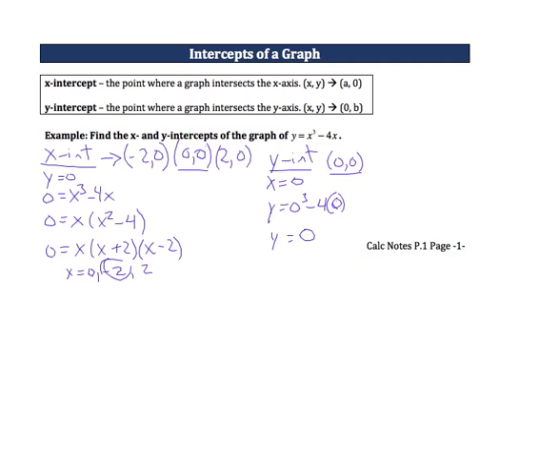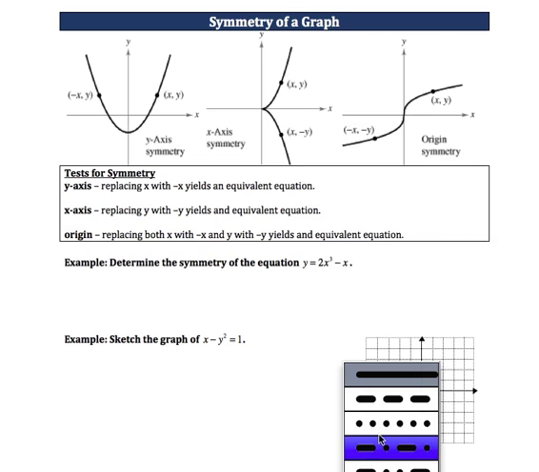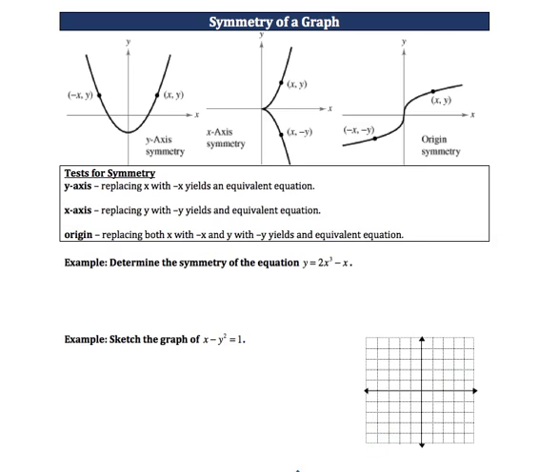All right, let's go ahead and turn the page. All right, next we're going to talk about the symmetry of a graph. So we can have y-axis symmetry, and what that means is over the y-axis, if we were to reflect one side, it would be a mirror image of the other side. So you can see here this point (x, y) becomes (-x, y) on the other side of the y-axis. And that works for every point along the graph.